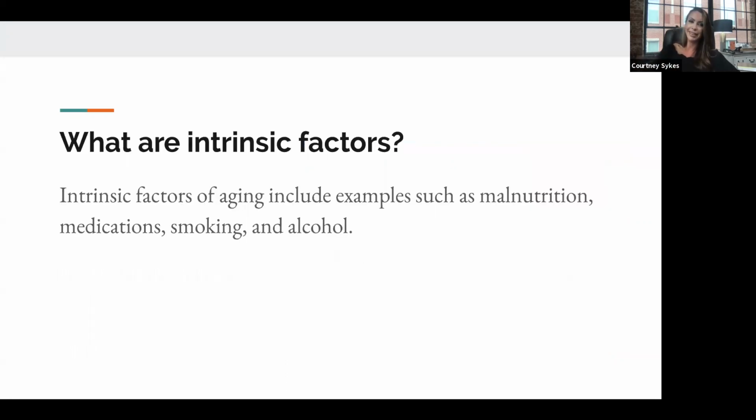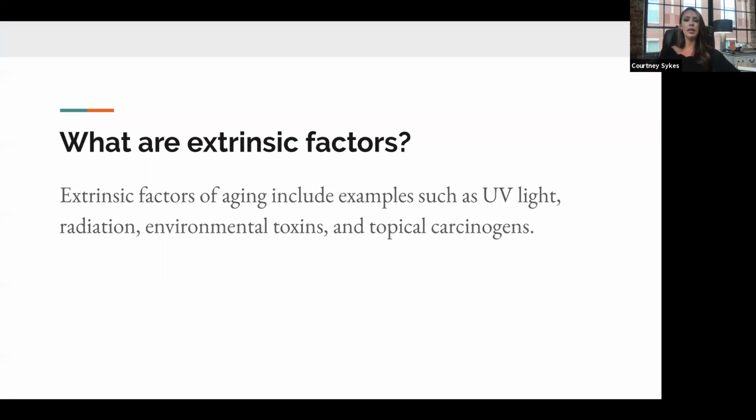Okay. All right. So the question is, what are intrinsic factors? Intrinsic factors of aging include examples such as malnutrition, medications, smoking, and alcohol. So that is something we just mentioned. Keep in mind that is what it is. What are extrinsic factors? So extrinsic factors of aging include examples such as UV light, radiation, environmental toxins, and topical carcinogens.